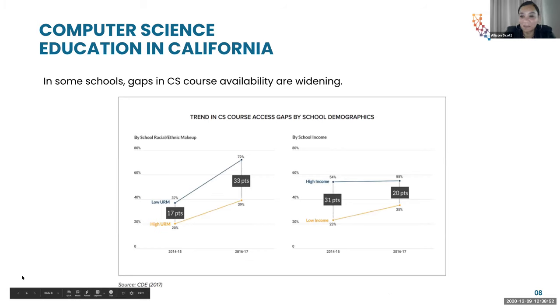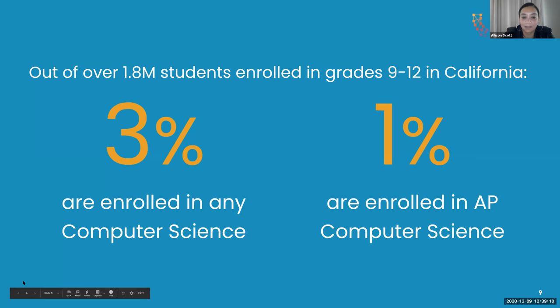And we did see some evidence when we looked at trends that some schools and students are being left behind. If you think about the overall trends and growth in CS expansion, schools with predominantly students of color have actually made less progress in expanding CS access, which is actually widening gaps.